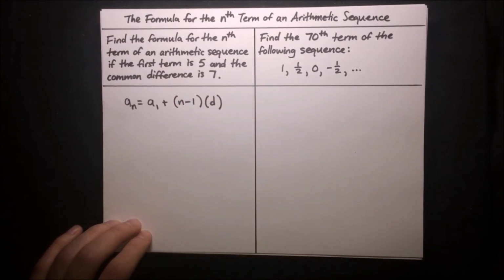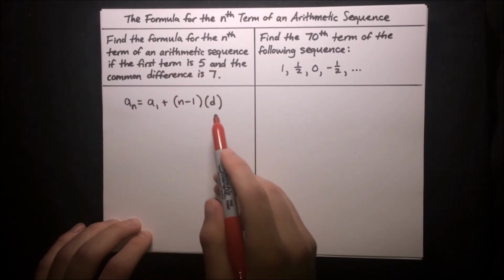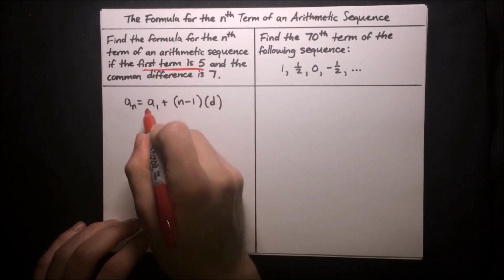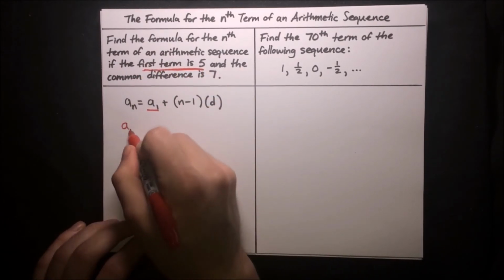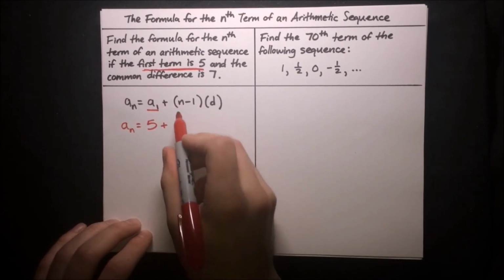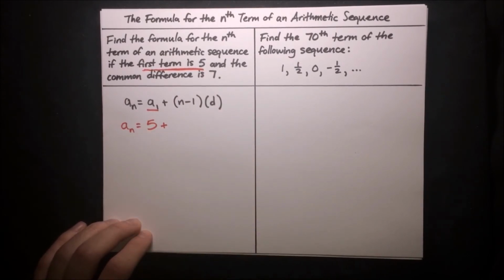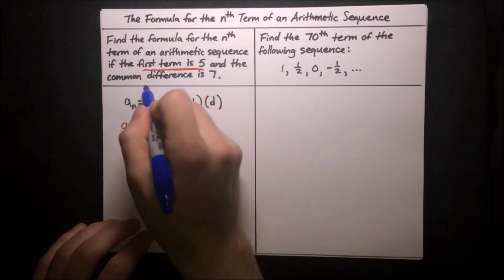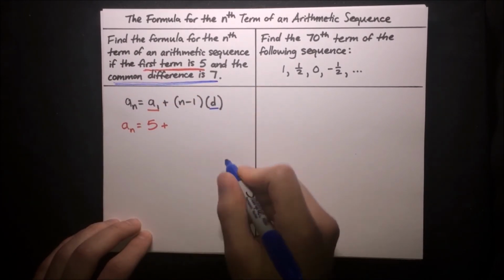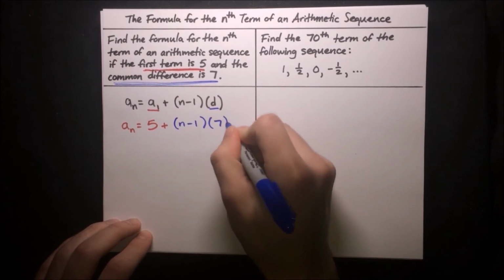the common difference. So this is just a matter of taking information from the problem and subbing it into our formula here. So the first term is 5, so we can sub in 5 for a1 here. So an equals 5 plus, and then the rest of it, n is just our variable, so we keep that in the formula. But d, the common difference, that's just 7. Common difference is 7 right over here. And so we sub that in for d here. So plus n minus 1 times 7.